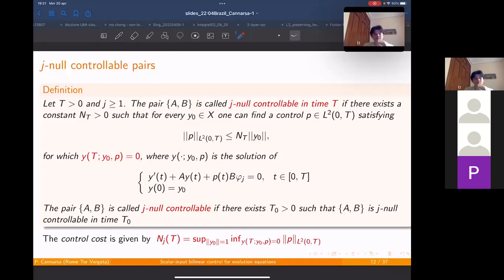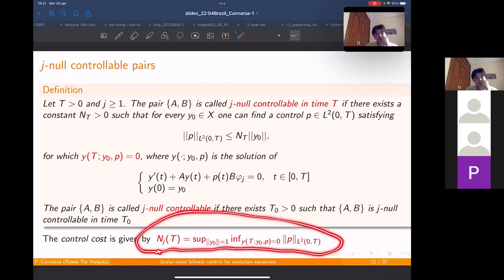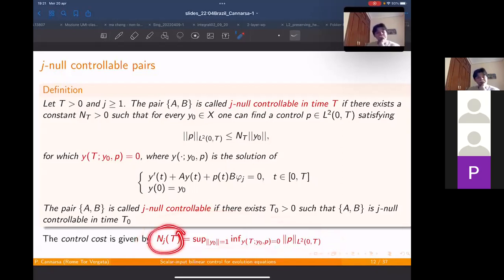If this happens, you can take the best such constant, which will be denoted by n sub j of T, by just taking the infimum over P and then the supremum on the initial condition. This is called the control cost. So this is just a definition.